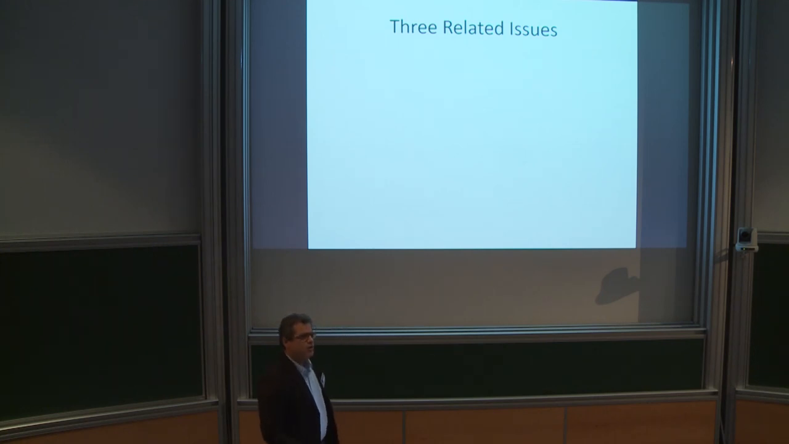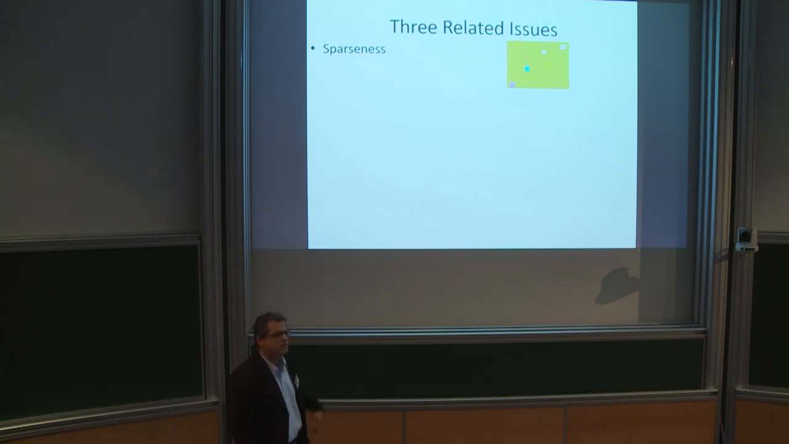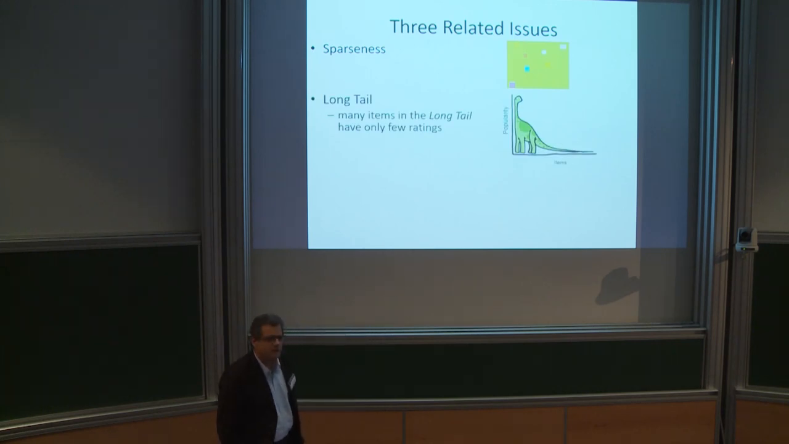Now, when we are trying to solve collaborative filtering, there are three main issues that need to be addressed. The first one that we already mentioned is the sparseness of the matrix, that most of the matrix is sparse. We have the issue of long tail.